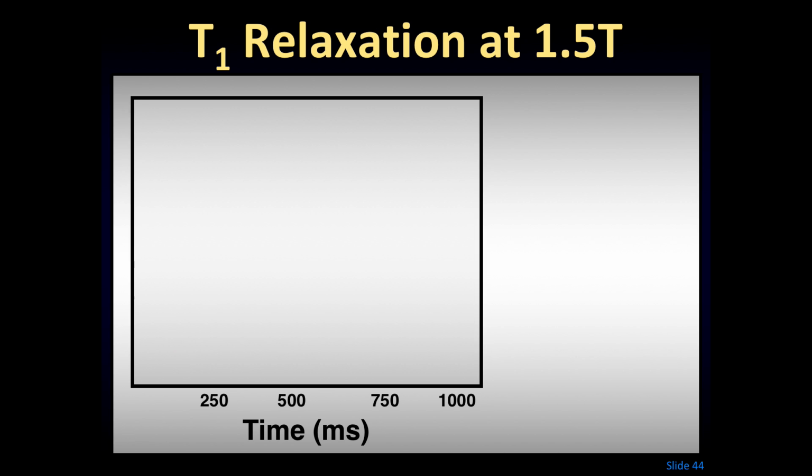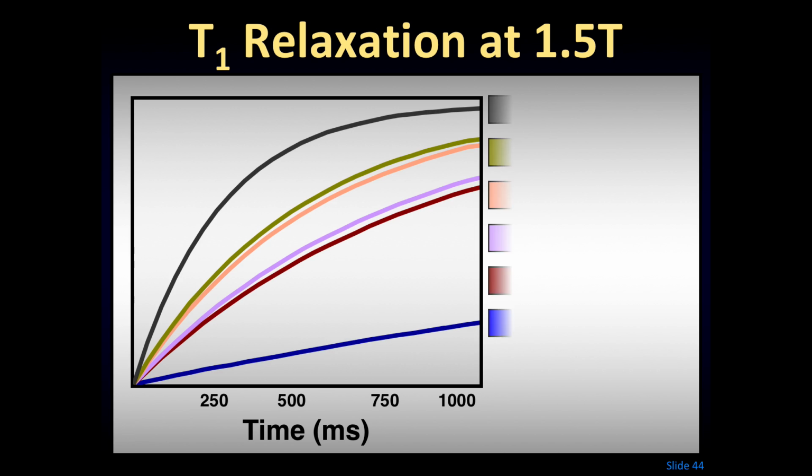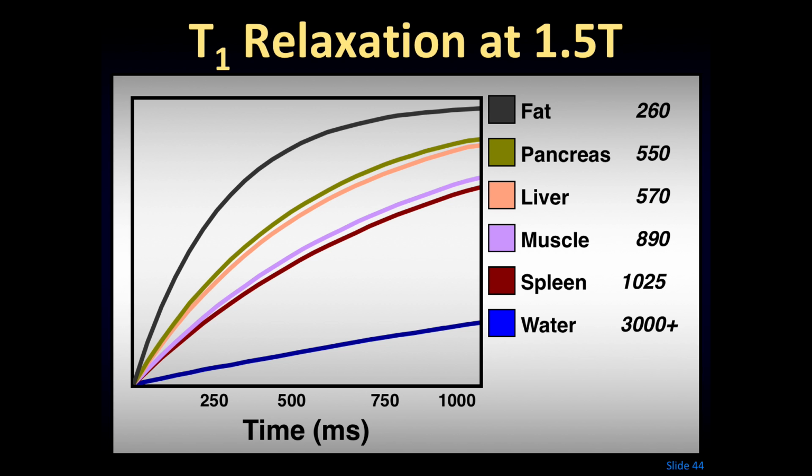Now, different tissues have different T1 curves. So if we plot the signal intensity of different tissues as a function of time, you can see that fat at the top has the fastest T1 relaxation time. Pancreas and liver are second and third. Then comes muscle, then comes spleen, and then comes pure water. So these are T1 relaxation times of the abdomen at 1.5 Tesla. So in the abdomen, fat has the fastest relaxation time, water has the slowest.